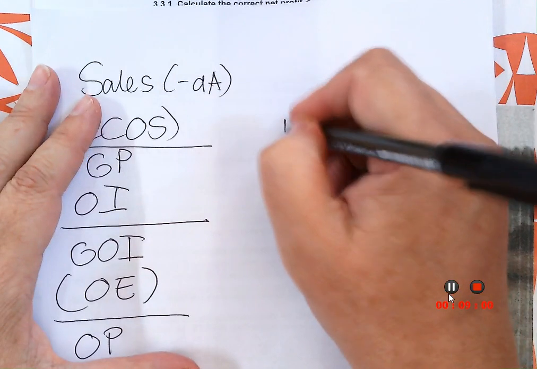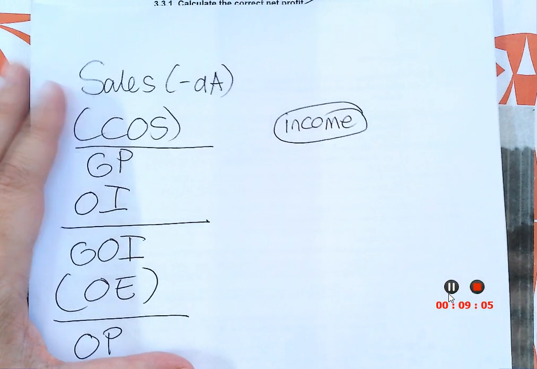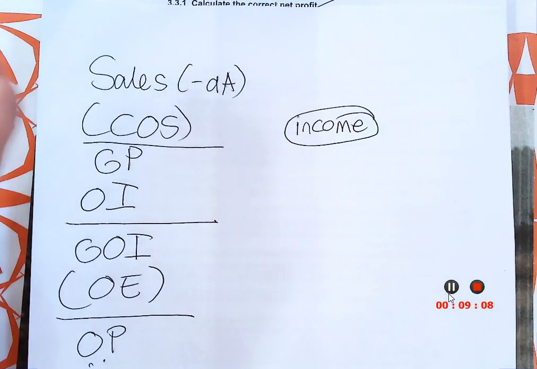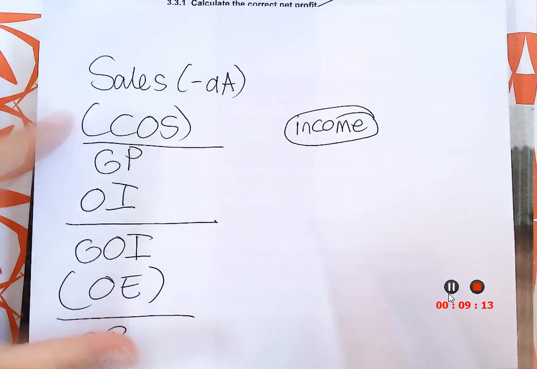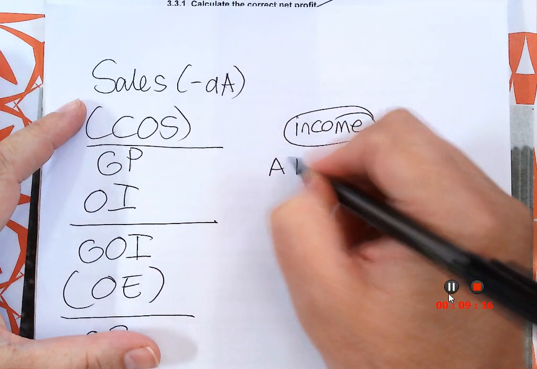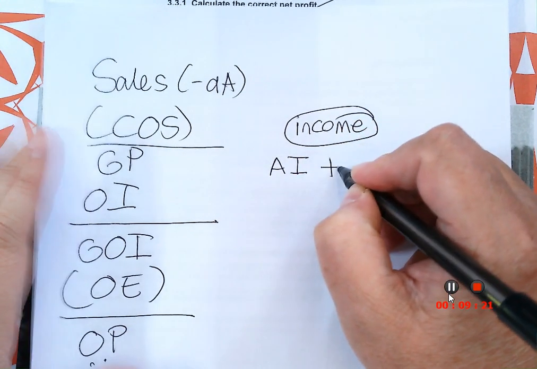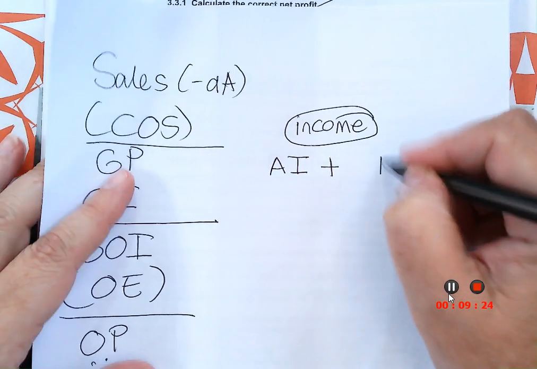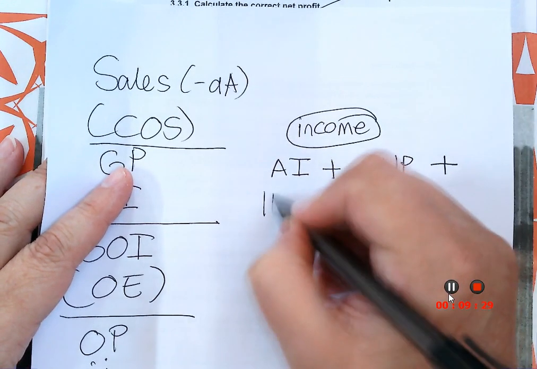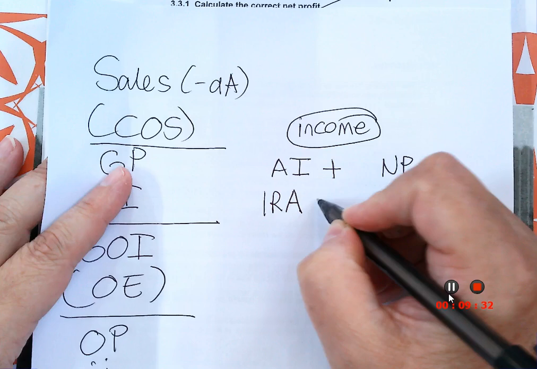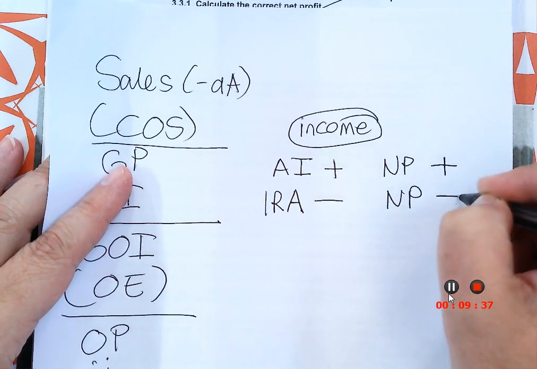Now I want you to quickly see this. All the income stuff works with the profit. If I have accrued income, what does it do to my income? It makes it more. What happens then to my net profit? It becomes more. Income received in advance will make my income less, meaning my profit will be less.